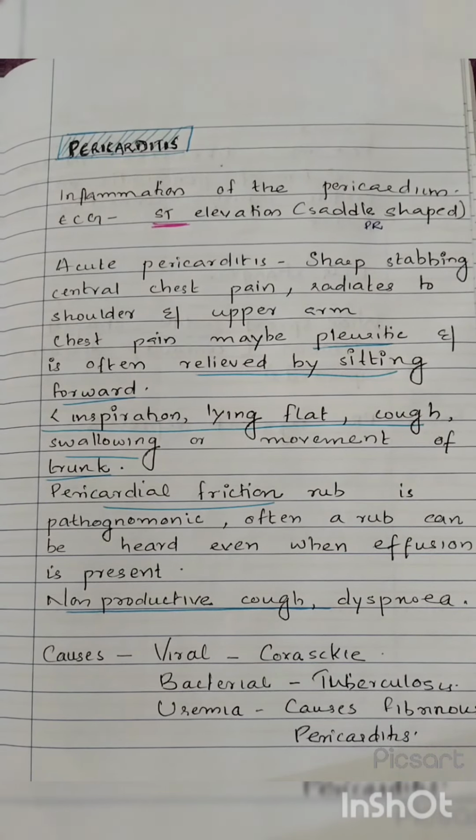Aggravation on inspiration, lying flat, cough, swallowing or movement of the trunk. Pericardial friction rub is pathognomonic. Often a rub can be heard even when effusion is present. Non-productive cough, dyspnea and all can be seen.